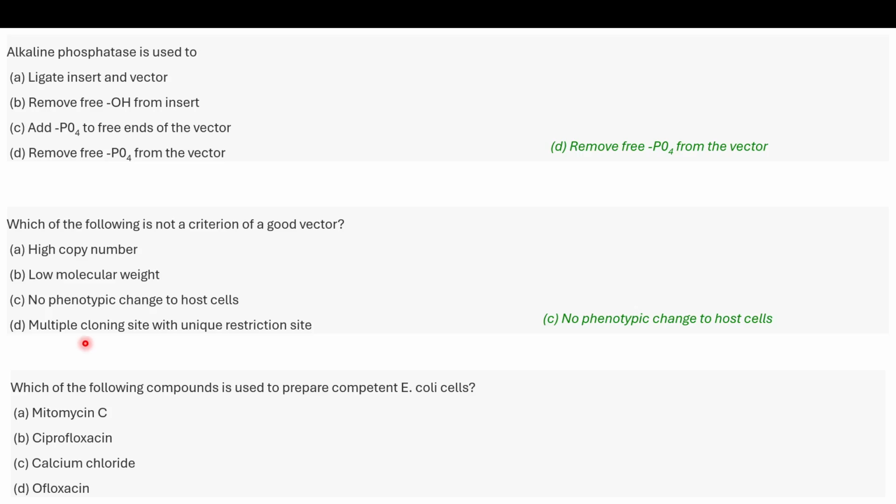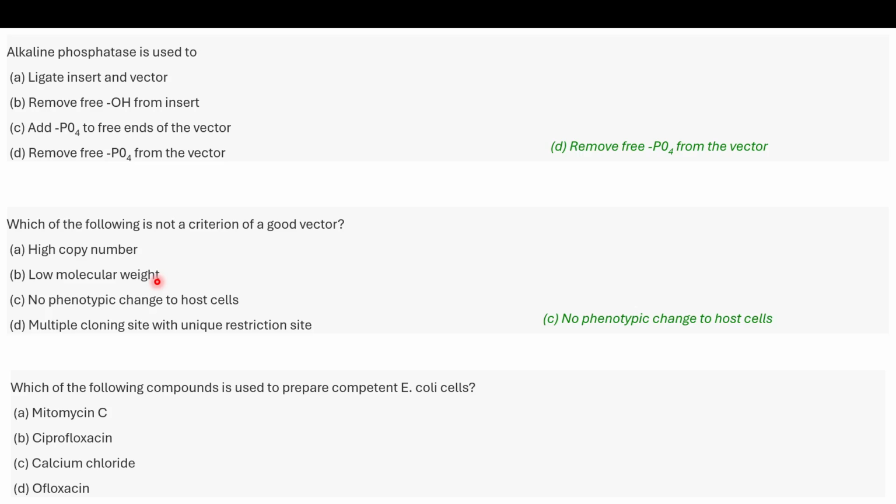And yeah, high copy number, low molecular weight. You need a high copy number so that you get enough recombinant vectors. And you need low molecular weight because it won't really add on to the metabolic function of the cell into which the recombinant vector is getting inserted. Because usually, in the case of E. coli cells, you are transforming this recombinant plasmid into E. coli cells.